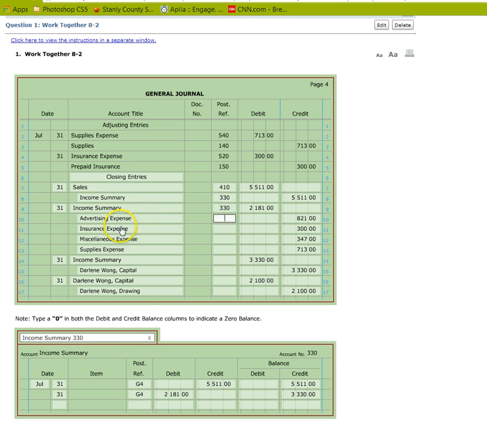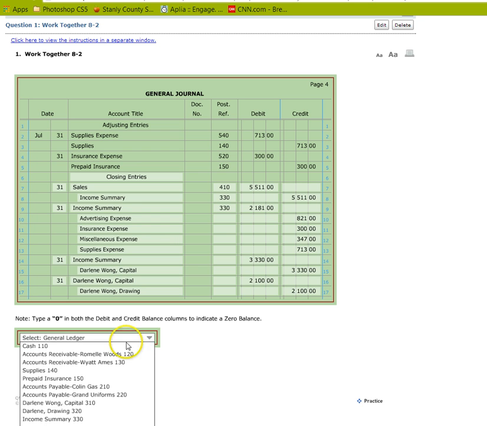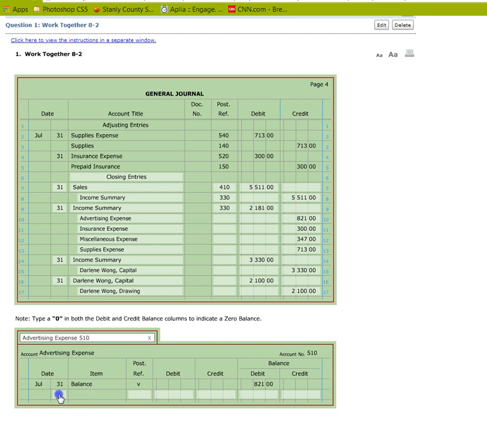Okay, now we have to post to advertising expense. July 31st, G4. Okay, advertising expense was a credit to close it, so $821. And right here you had a debit balance, you have a credit, which brings this to 0 and 0. Show that you posted it to 510.